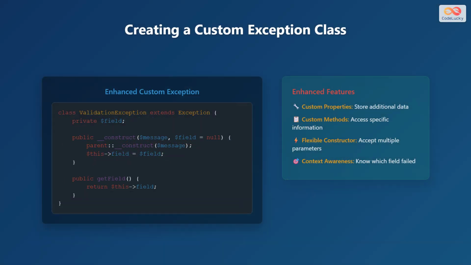Let's delve deeper into creating a custom exception class with enhanced features. Here is an example of an enhanced custom exception called ValidationException. This class extends the Exception class and includes a private property called field. The constructor takes a message and an optional field as arguments. It calls the parent's constructor with the message and sets the field property. Additionally, there is a getField method to retrieve the field property.